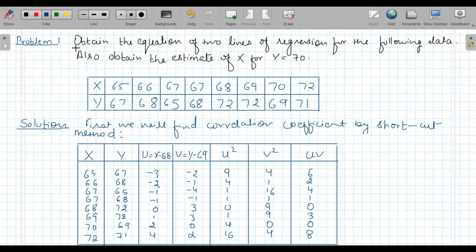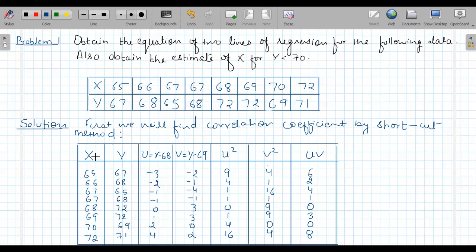So problem number 1 is: obtain the equation of two lines of regression for the following data. Also obtain the estimate of x for y equal to 70. We are given the values of x and the values of y, and we have to find the equation of the two lines of regression. So first we will find the correlation coefficient by the shortcut method.